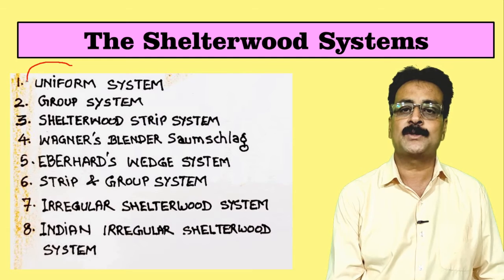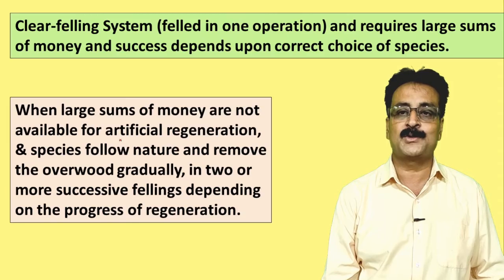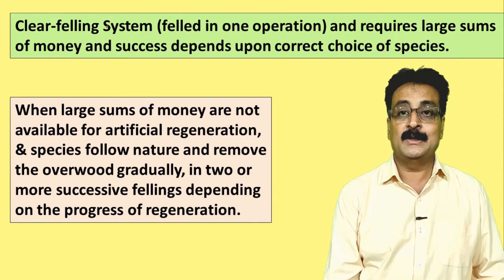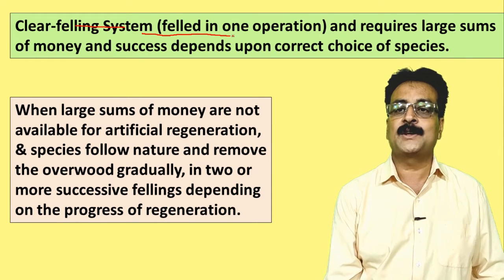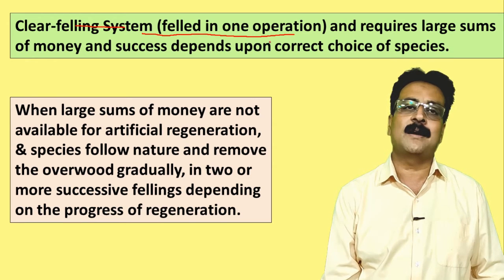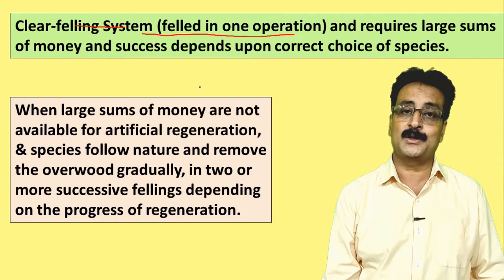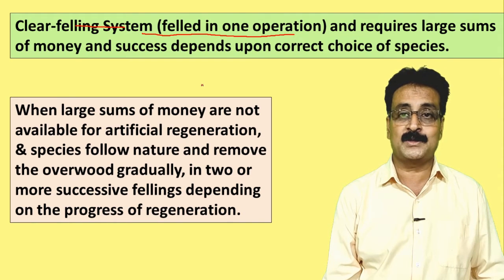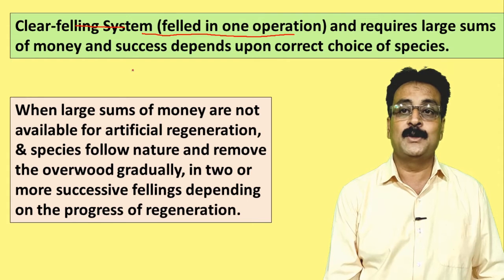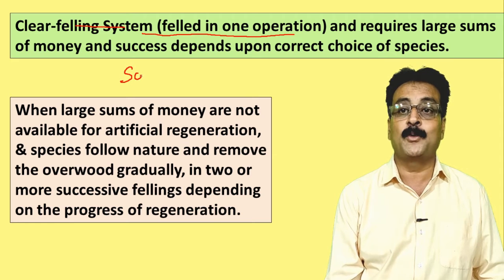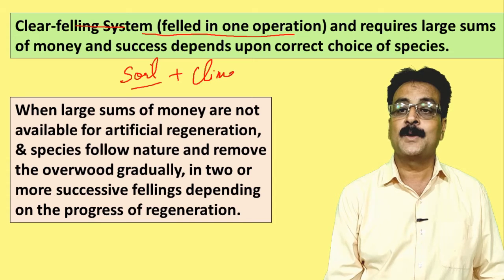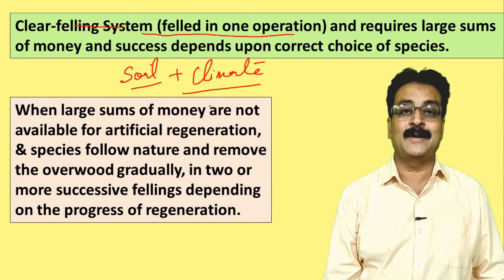This uniform system is very important, as the name says, the shelterwood uniform system, because in the clear felling system, felling was done in one operation and requires a large sum of money, and the success of the regeneration or establishment depends on the correct choice of species. Not only the choice of the species, we need to match the species with the site; the soil should support it, and the climate should support it. All these things are very important for the clear felling system.